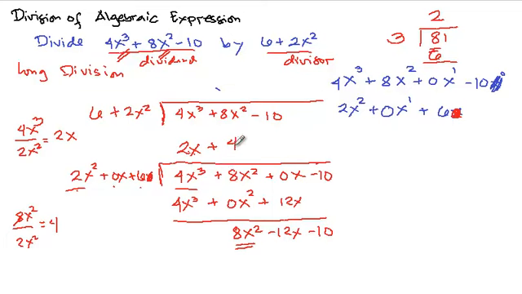So 4 times 2x squared will be 8x squared. 4 times 0x, that will be plus 0x. 4 times 6, that's 24. Okay? And then, after that, we subtract. 8x squared minus 8x squared, that's 0. We don't write the 0 anymore. Negative 12x minus 0, that's negative 12x. Okay? And here, negative 10 minus 24, that's negative 34. Okay?